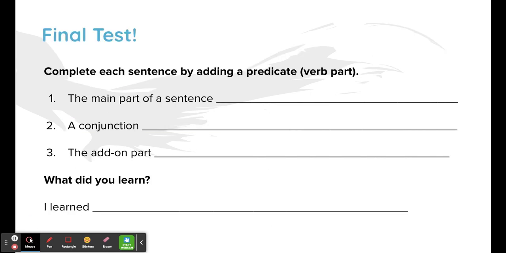All right, friends, this is the final test. Why don't you go ahead and finish these sentences for me by adding a predicate, starting with that verb, the main part of a sentence, blank, a conjunction, blank, the add-on part, blank, and I learned blank.